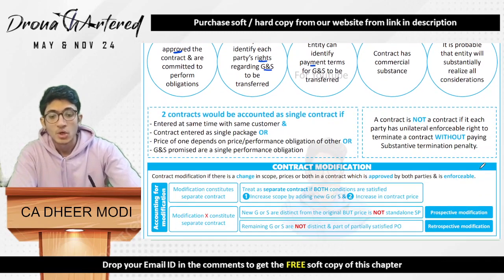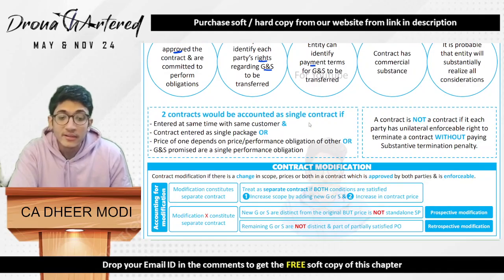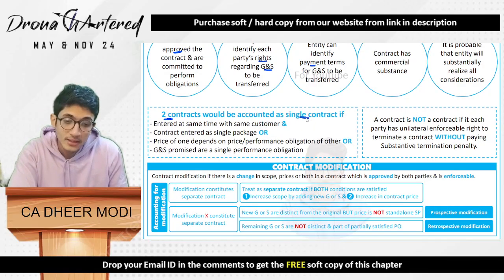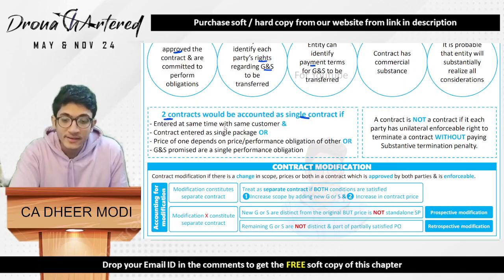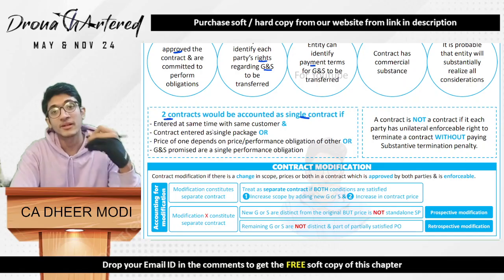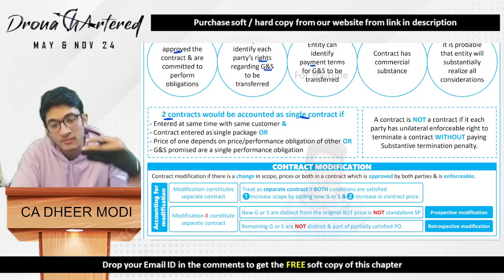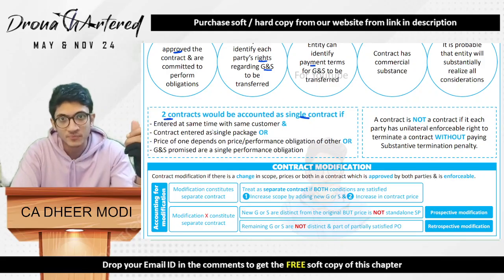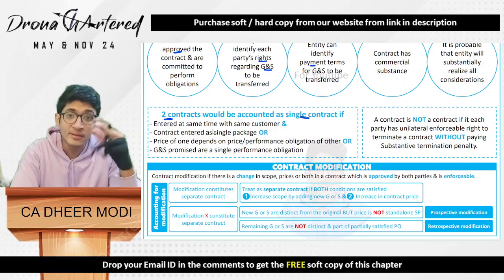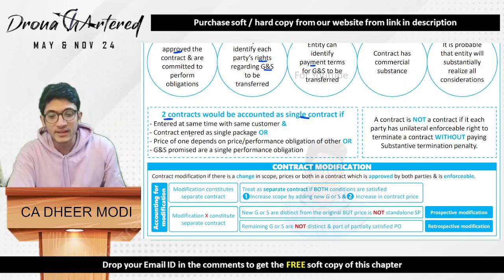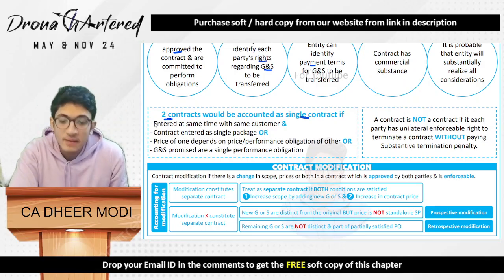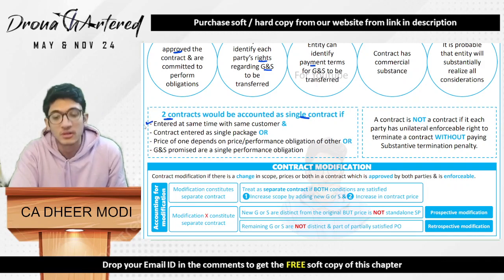Next, two contracts would be accounted as a single contract. Two contracts would be termed as a single contract if both of these contracts are entered at the same time with the same customer. It is possible that I have entered into a contract to provide you teaching services, and also I will give you notes. So this is two contracts, but we can club it into one contract if both are entered at the same time with the same customer.